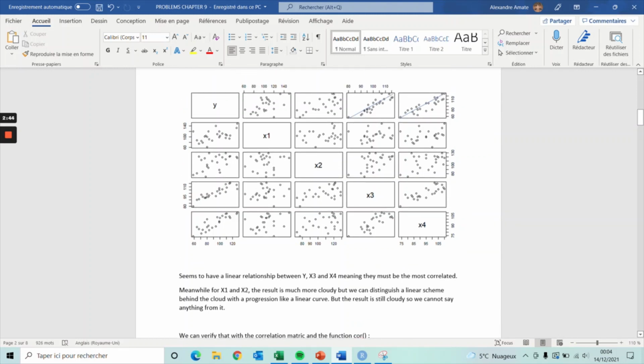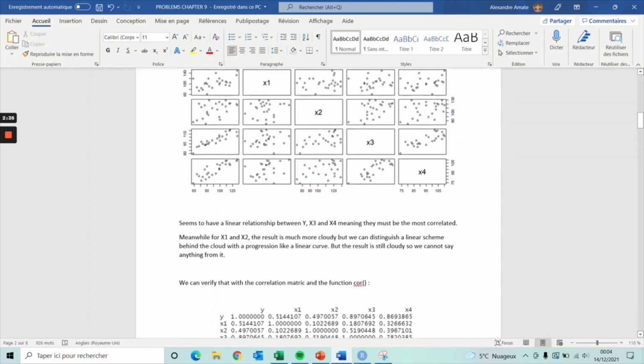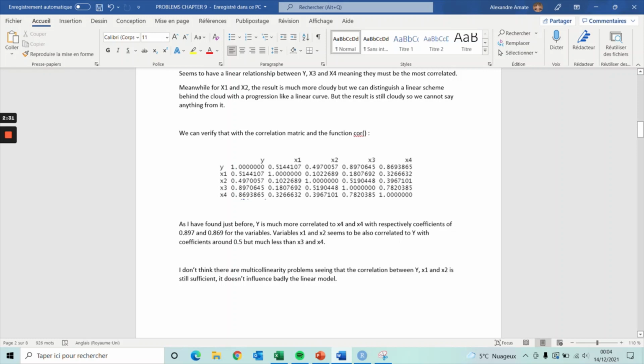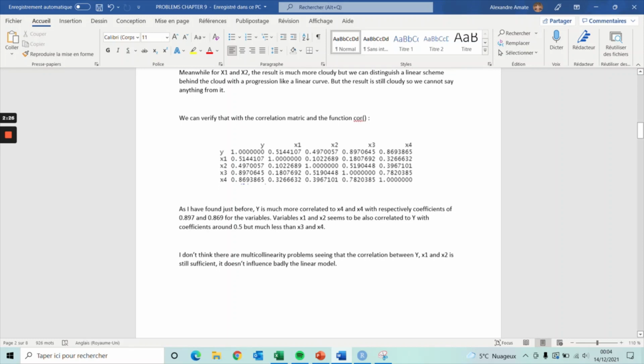There we can see a bit of a linear pattern, like it's following a linear function, but it's still cloudy. We cannot be sure of that. So we can verify that with the correlation matrix, using the cor function. So here's the correlation matrix.